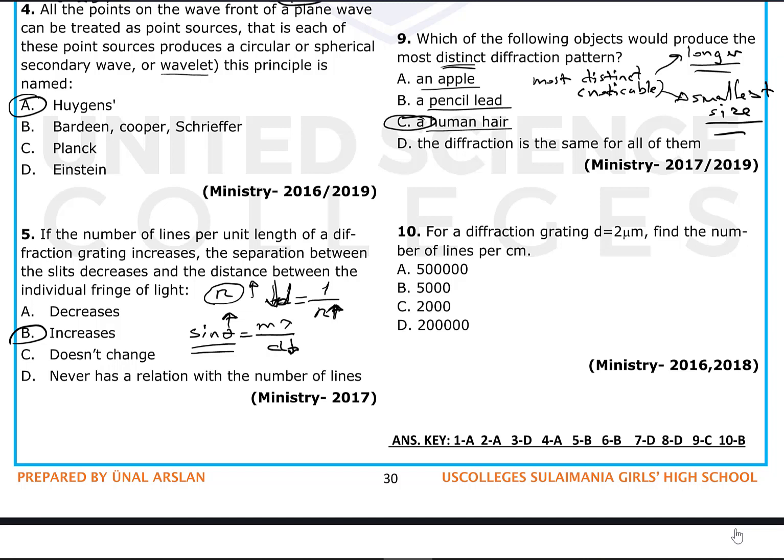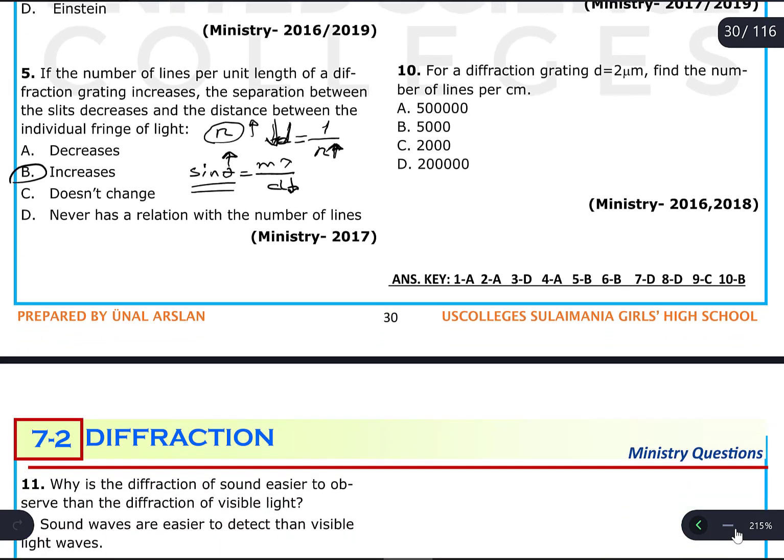Question number 10. For a diffraction grating, d is 2 micrometer, find the number of lines per centimeter. So per centimeter is the question. That's why micrometer must first be converted to centimeter. d is equal to 2 micrometer. First let's convert it to meter by multiplying by 10 to the power of negative 6. Now we converted it from micrometer to meter. From meter to centimeter, we have to multiply by 10 to the power of 2.